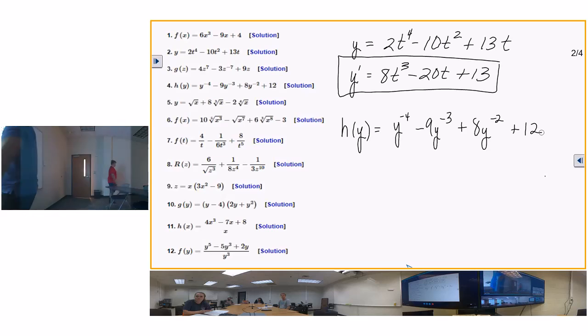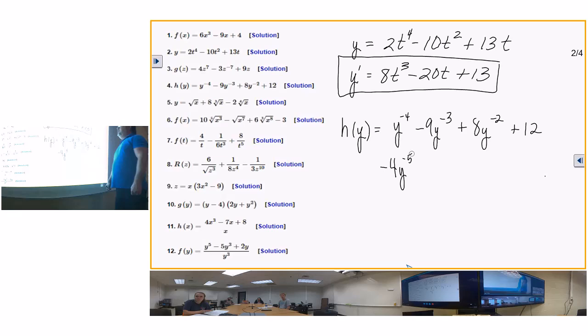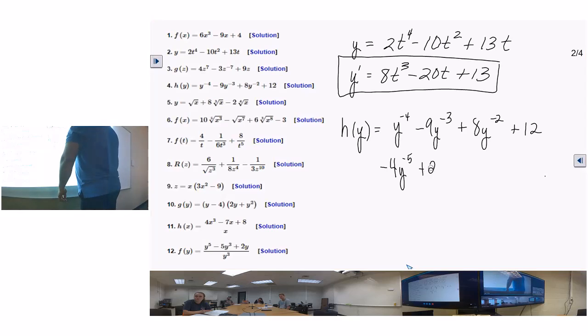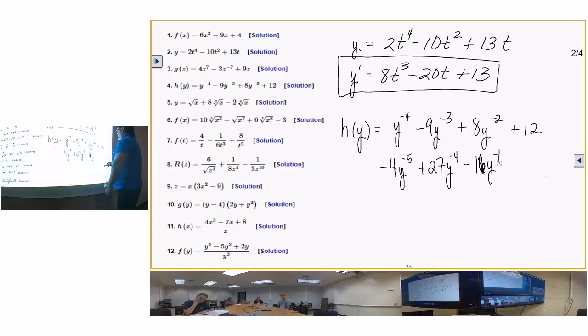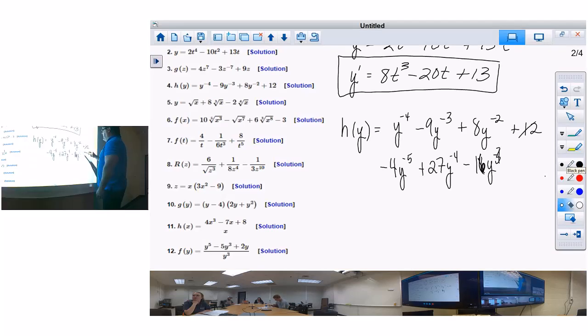So, negative 4, y to the what? Negative 5th. I guarantee you somebody's erasing a negative 3 right now. Okay? Positive 27, y to the negative 4th, minus 16, y to the negative 1, plus what? Negative 3. I wanted to make y'all feel comfortable, so I intentionally made that mistake.